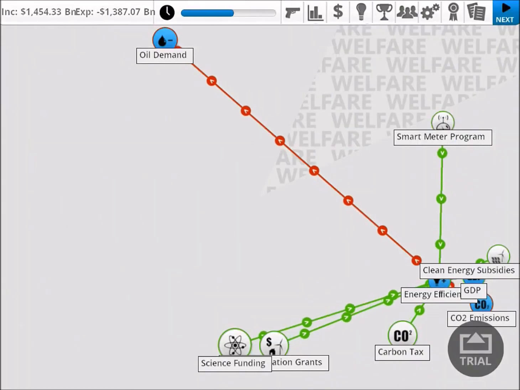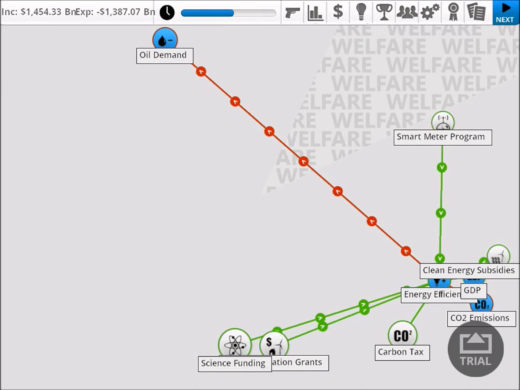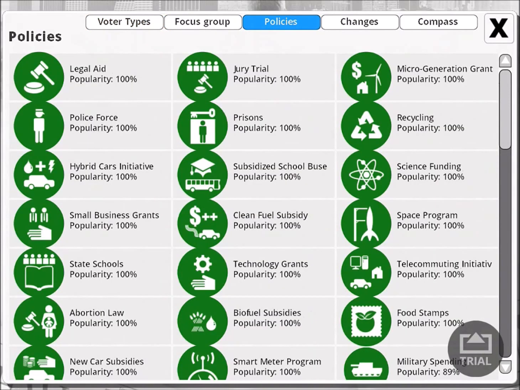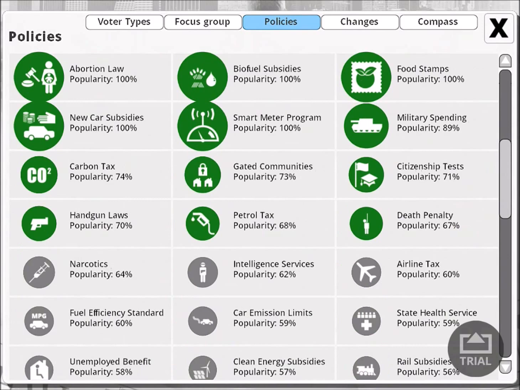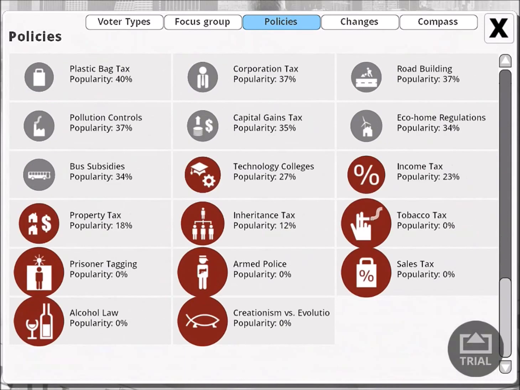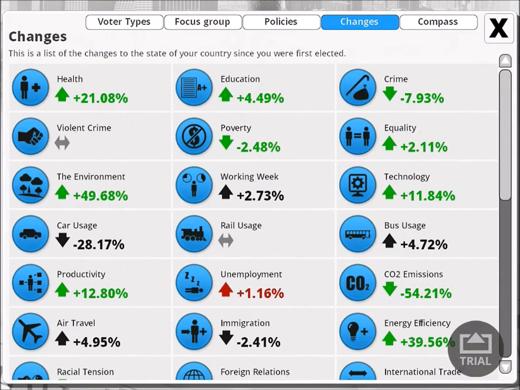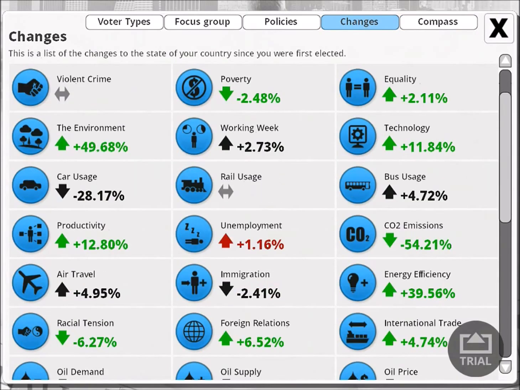We are not hurting the environment as badly as we would given what we are normally doing, as you could kind of see at the beginning. And oh God, that's blurry. And as you can see, one of our most popular policies with the public is one we did for the environment. Look, microgeneration grants, recycling, CO2. And what's our least popular? Creationism versus evolution. Compass says that's pretty right-wing. I guess because we didn't change any other things. But look at all the good we've done.